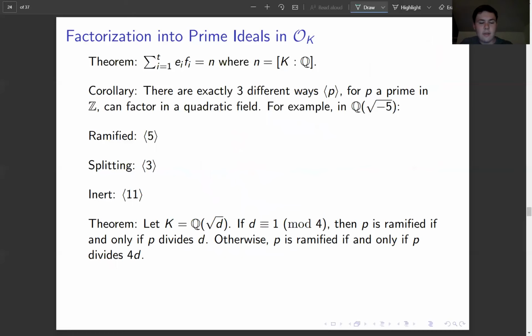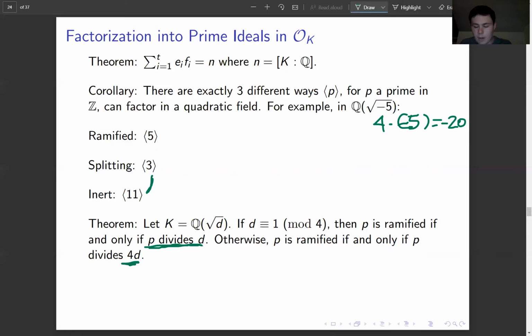We also get this other theorem which tells us that in a quadratic field, we have special cases on when a prime p can ramify. It only ramifies if d is 1 mod 4 and p divides d, or if d is not 1 mod 4, then it ramifies if and only if p divides 4d. So notice negative 5 is not 1 mod 4. So we have to check if it divides 4 times negative 5, which is negative 20. And since 5 divides negative 20, we expect it to ramify, and neither of these 2 divide negative 20, so we don't expect them to ramify.